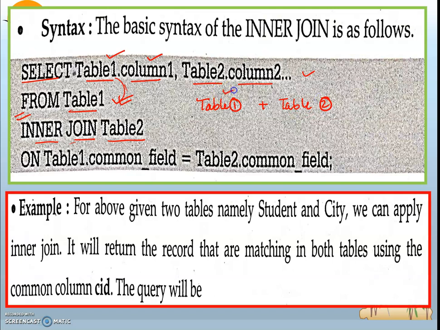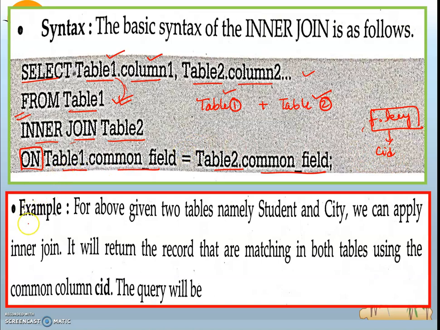The first table you mention in the from clause, and the second table which has to be joined should be mentioned along with the inner join clause. And then you say the condition using the on clause, saying on table 1 dot common field is equal to table 2 dot common field. So what is this common field about? We have seen the foreign key concept just now, isn't it? Where your CID was a common attribute between both the tables, which was helping me to join the student and city tables. So that condition you have to mention.